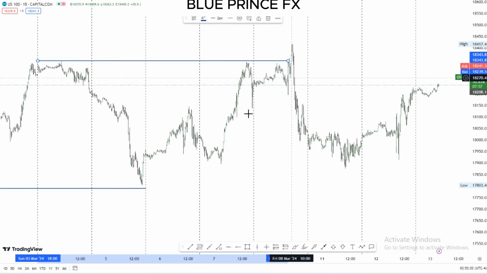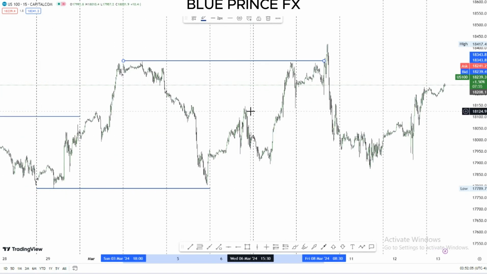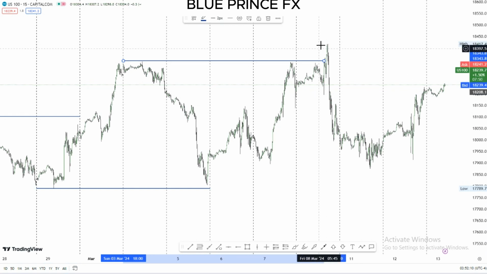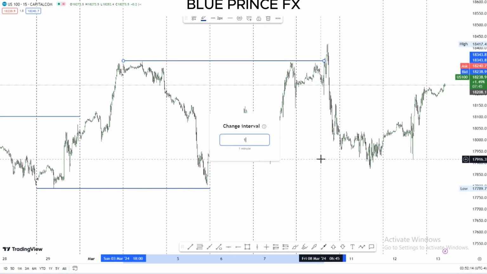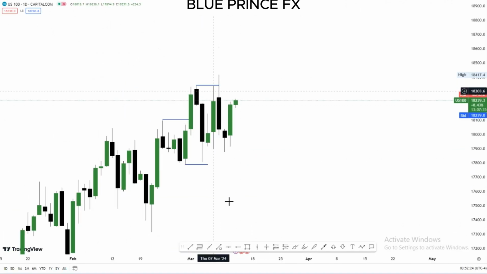So you wait for the market because our bias is bullish. Wait for the market to trade back into, take out the buy side liquidity, then go into a discounted market on the daily time frame, something like this. Let's go to the daily. On the daily time frame, you'll have this and you have this as your internal liquidity.